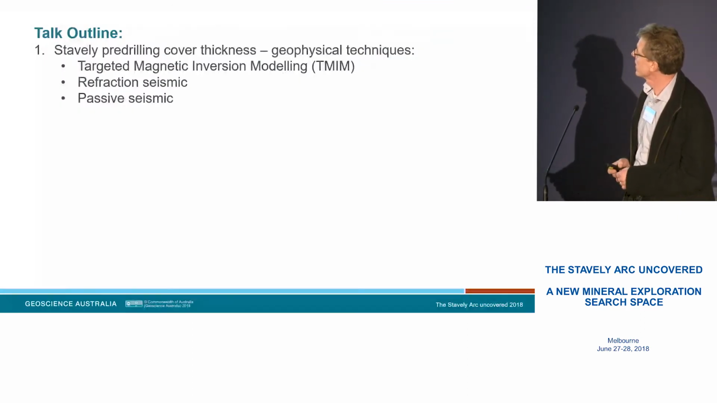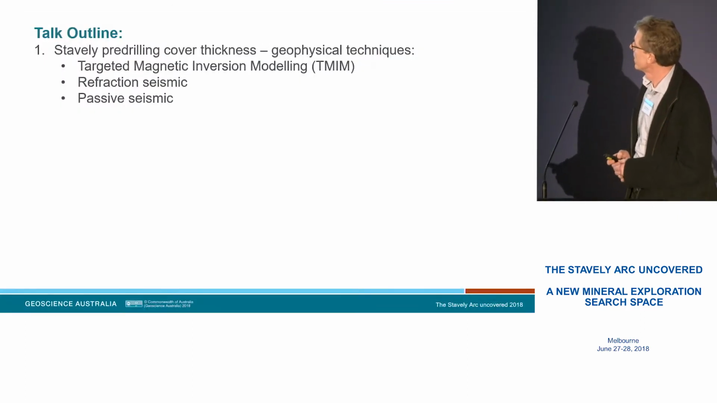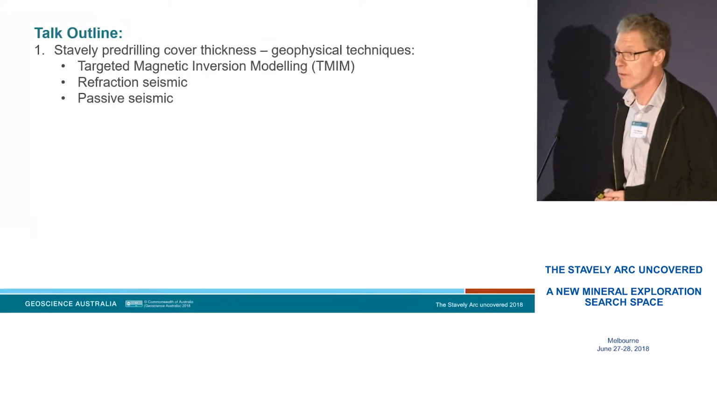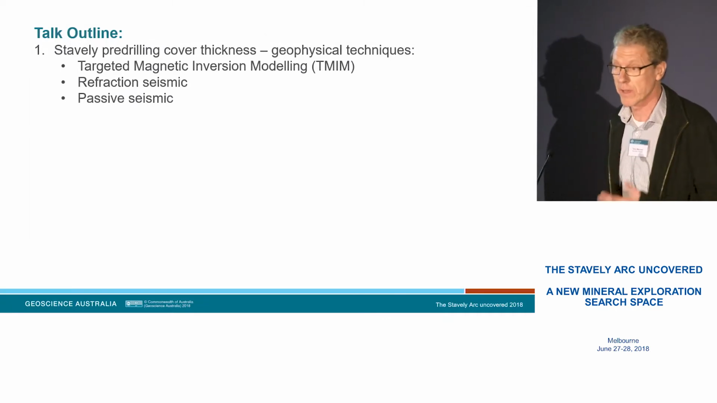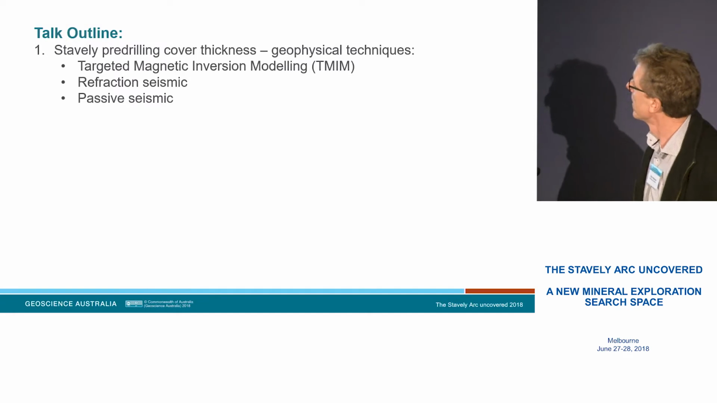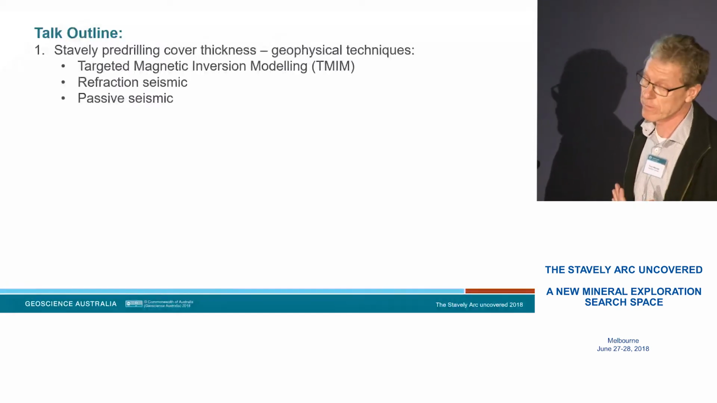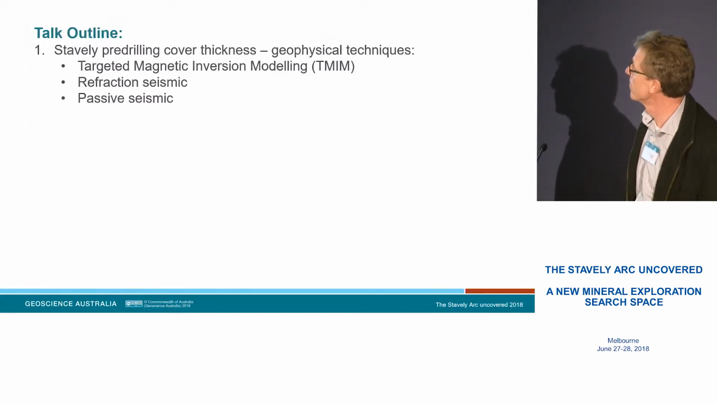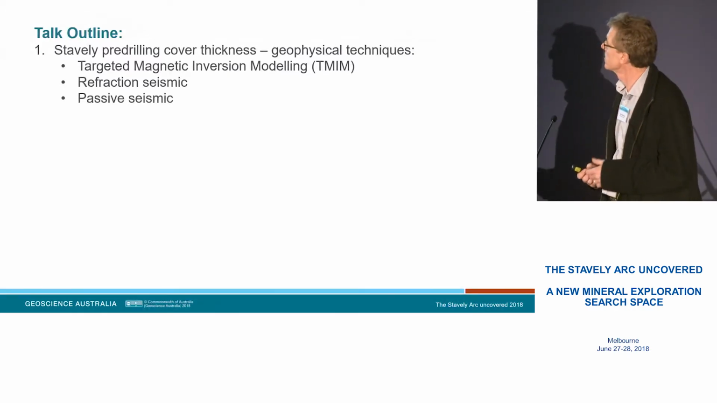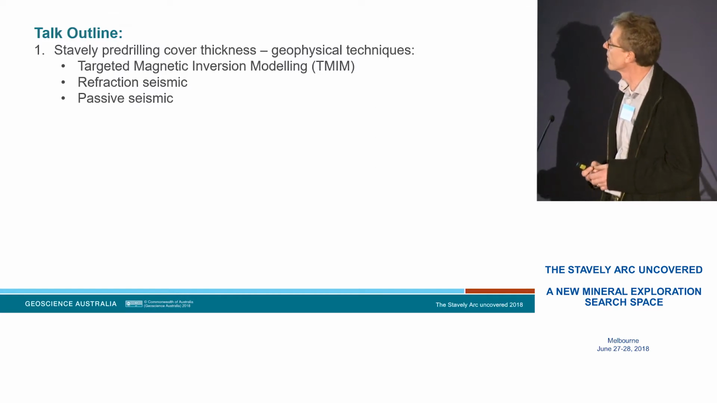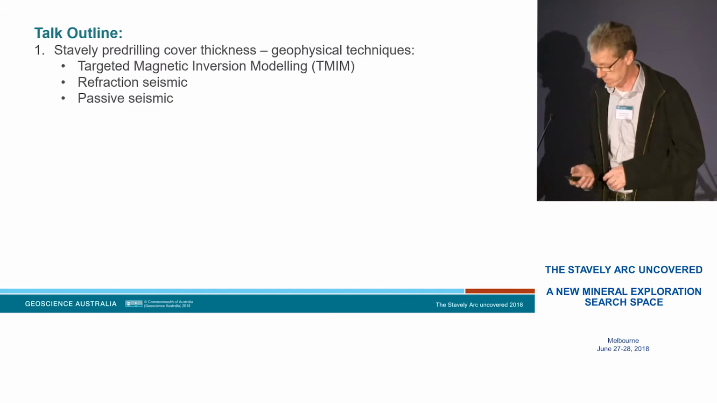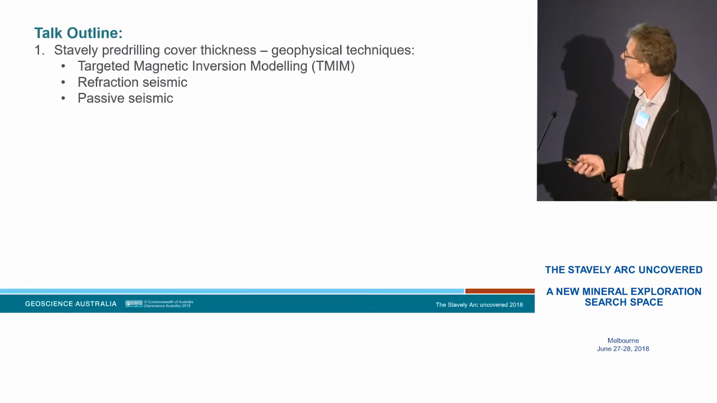Okay, so the outline is, Geoscience Australia's task of the Stavely Project, or one of their tasks, was to estimate the cover thickness prior to drilling, prior to the stratigraphic drilling. And we used a number of geophysical techniques. I'll talk about 3 of them. So the first one's using pre-existing airborne magnetic data, using a targeted magnetic inversion modelling technique. And then we collected refraction and passive seismic, so we'll talk about the results.